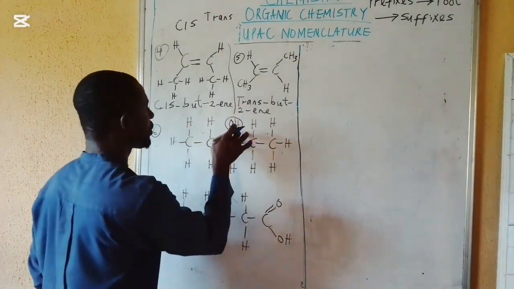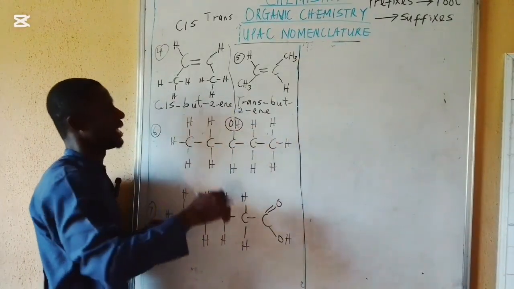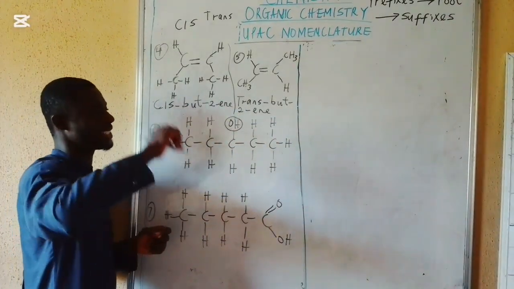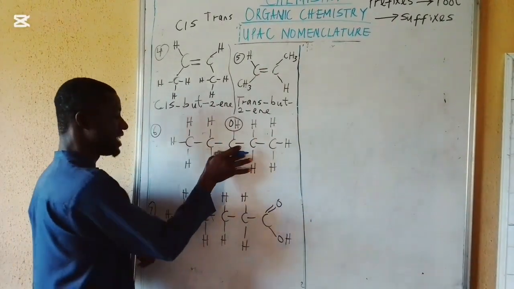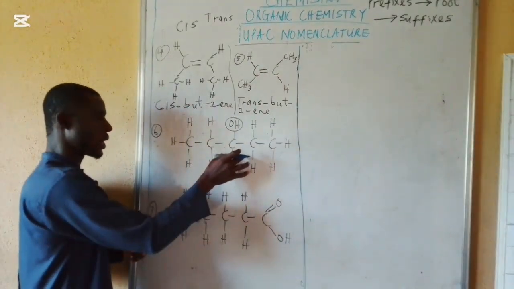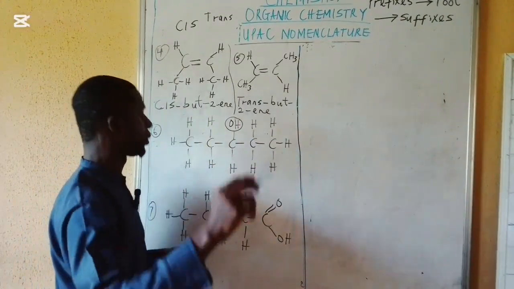So here, what's supposed to be here is hydrogen, but what is replacing it now is OH. That OH is a functional group that is peculiar to alkanols. So that means that this organic compound, this structure, is an alkanol.